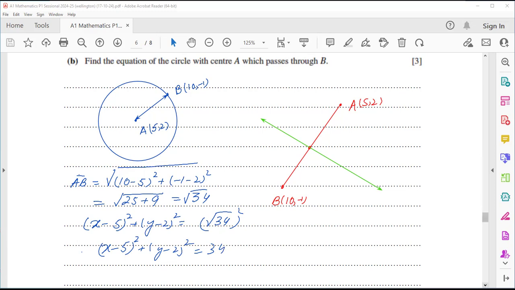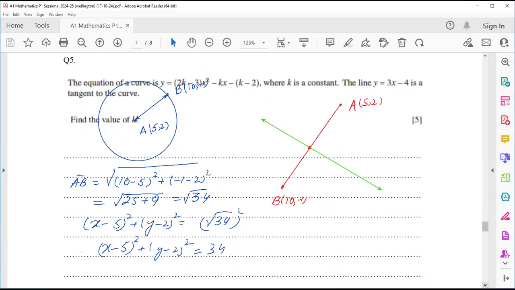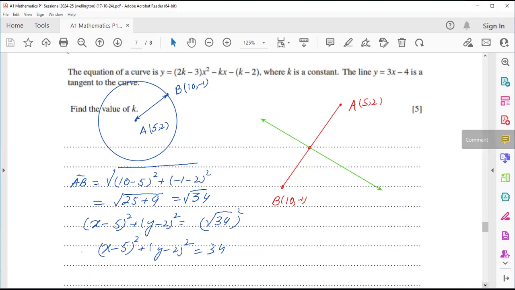The next part of the question you have to simplify by yourself, because that's a question of the quadratics. Try to solve this one.